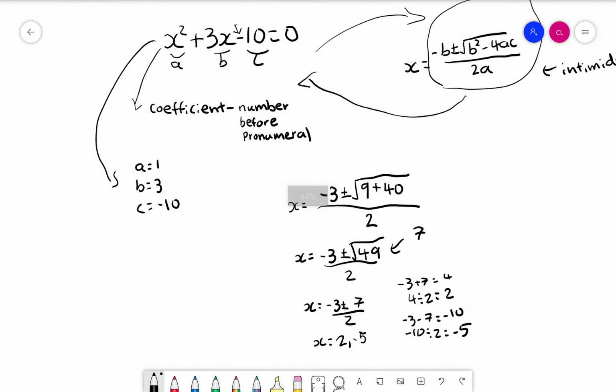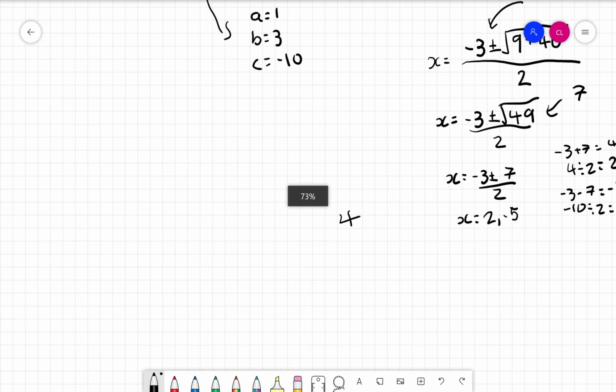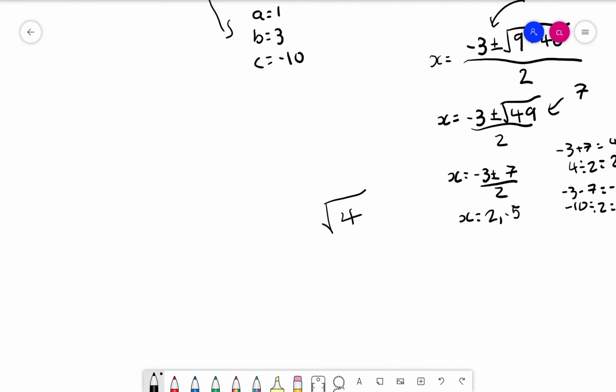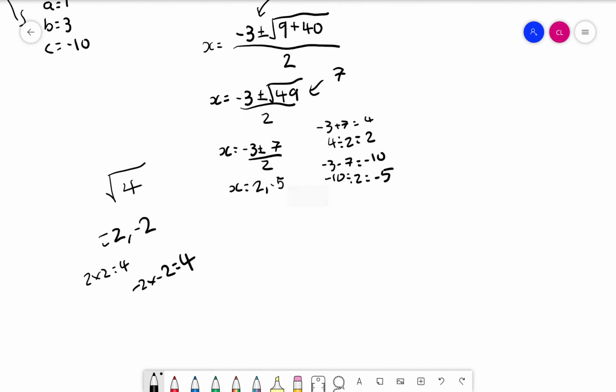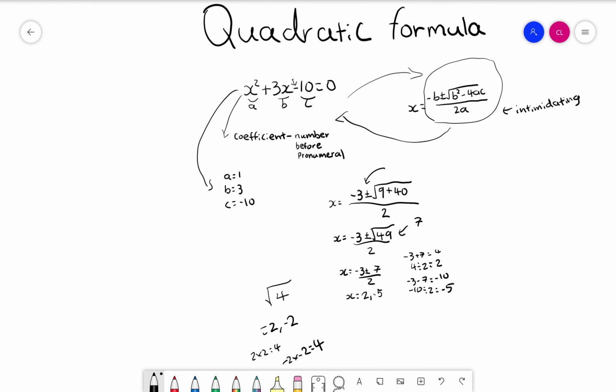Now remember, it is extremely important that there is a plus or minus sign in front, because let's just say the square root of 4. What is the square root of 4? 2, right? Because 2 times 2 is 4. Except there's another one, there's minus 2, because minus 2 times minus 2 is also 4. So that's how you apply the quadratic formula into your working.